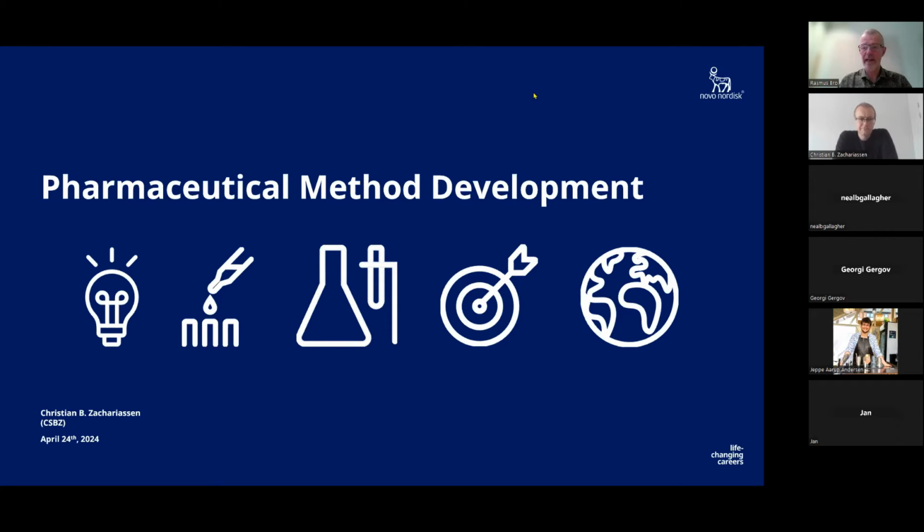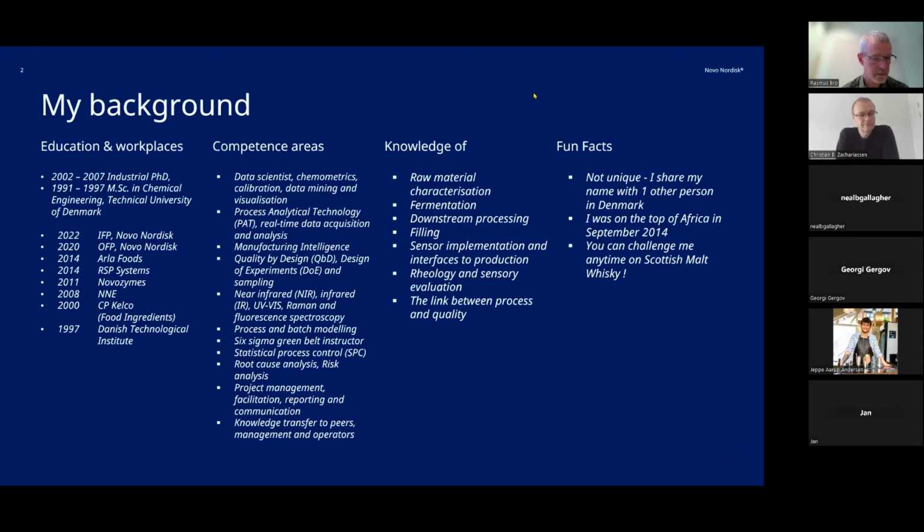But more importantly, we have Christian Zachariasen, who has been working with what I used to call process chemometrics for many, many years and in many different places. Nowadays, maybe it's called process analytical technology, and there's probably even a more fancy word for it that Christian will talk about. But he will talk about how to introduce analytical methods in production and associated problems.